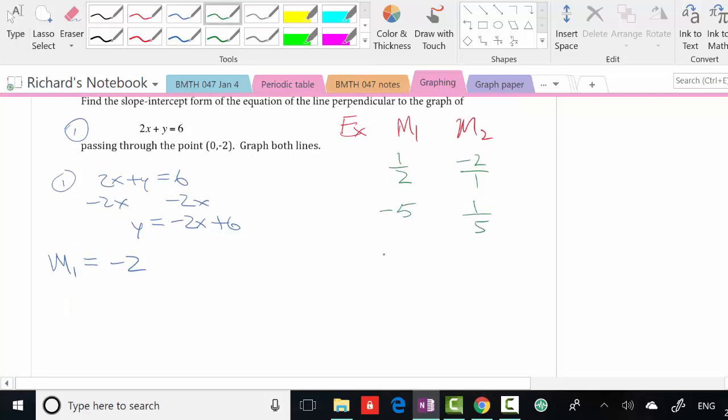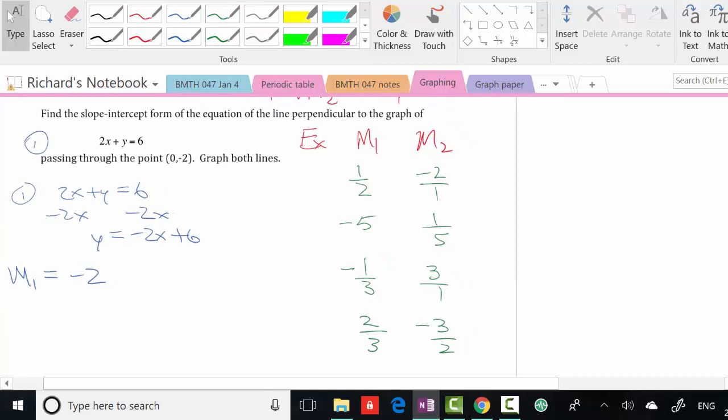If one slope is minus 1/3, the other slope will be plus 3 over 1. So if you have a slope of 2/3 for your first line, the other line will have a slope of minus 3/2. Well, how do I know this? If I take the first slope and multiply it by the second slope, the product will be minus 1.